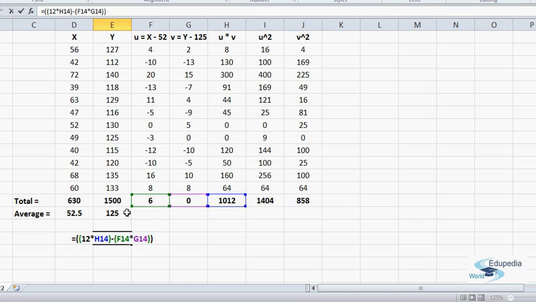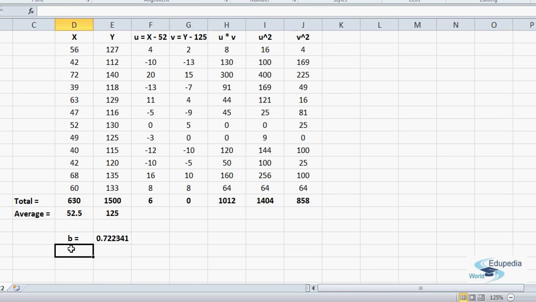So this is the numerator divided by the denominator, which is n times, n is 12, n times summation u square minus summation u the whole square. Okay, so here we have the formula for b, and solving this we get the value of b as 0.72. Okay, we know that we can round it down to two decimal places, so the value here for b will be 0.72.